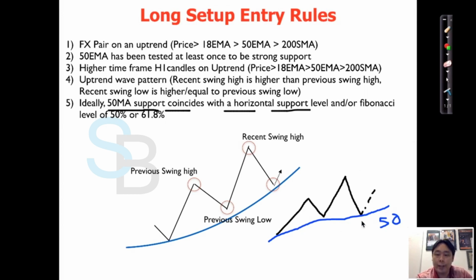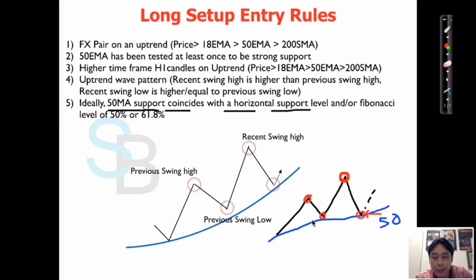So does this meet the criteria? Okay, so this is the recent swing high, that's the previous swing high, right? So like I said, the recent swing high must be higher than the previous swing high. That's one of the rules. Next, this is the recent swing low where we are going to buy, and that recent swing low must be higher or equal to the previous swing low, which is this one.